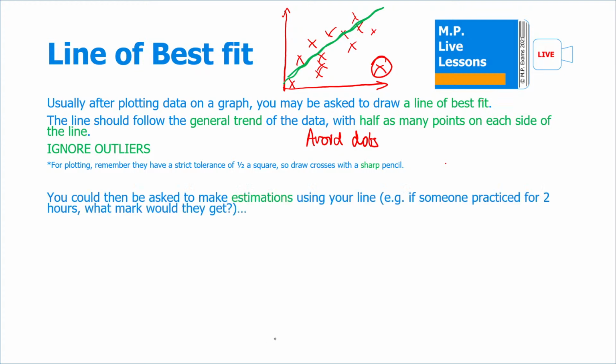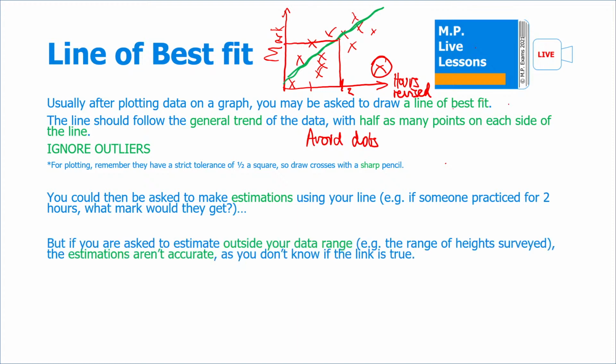Now, for example, you could then be asked to make estimations using your line. For example, let's say this was the number of hours you revised, and this is the mark. If you were to estimate, let's say, if I revised for 2 hours a day, what mark would I get? You'd then draw up to your line, and then go off to the side, and use a ruler for this.